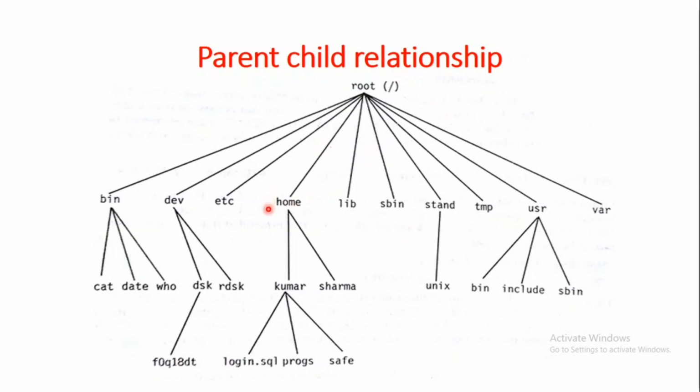And normally when a user logs in, each and every user who logs into the system will be placed under their own username, which is a subdirectory, or a child of a directory called home, okay. For example, Kumar is one of the users whose directory is residing under home, and he has three files, right? Login.sql, procs, and save. Okay. So this is about the parent-child relationship in the Unix file system tree.